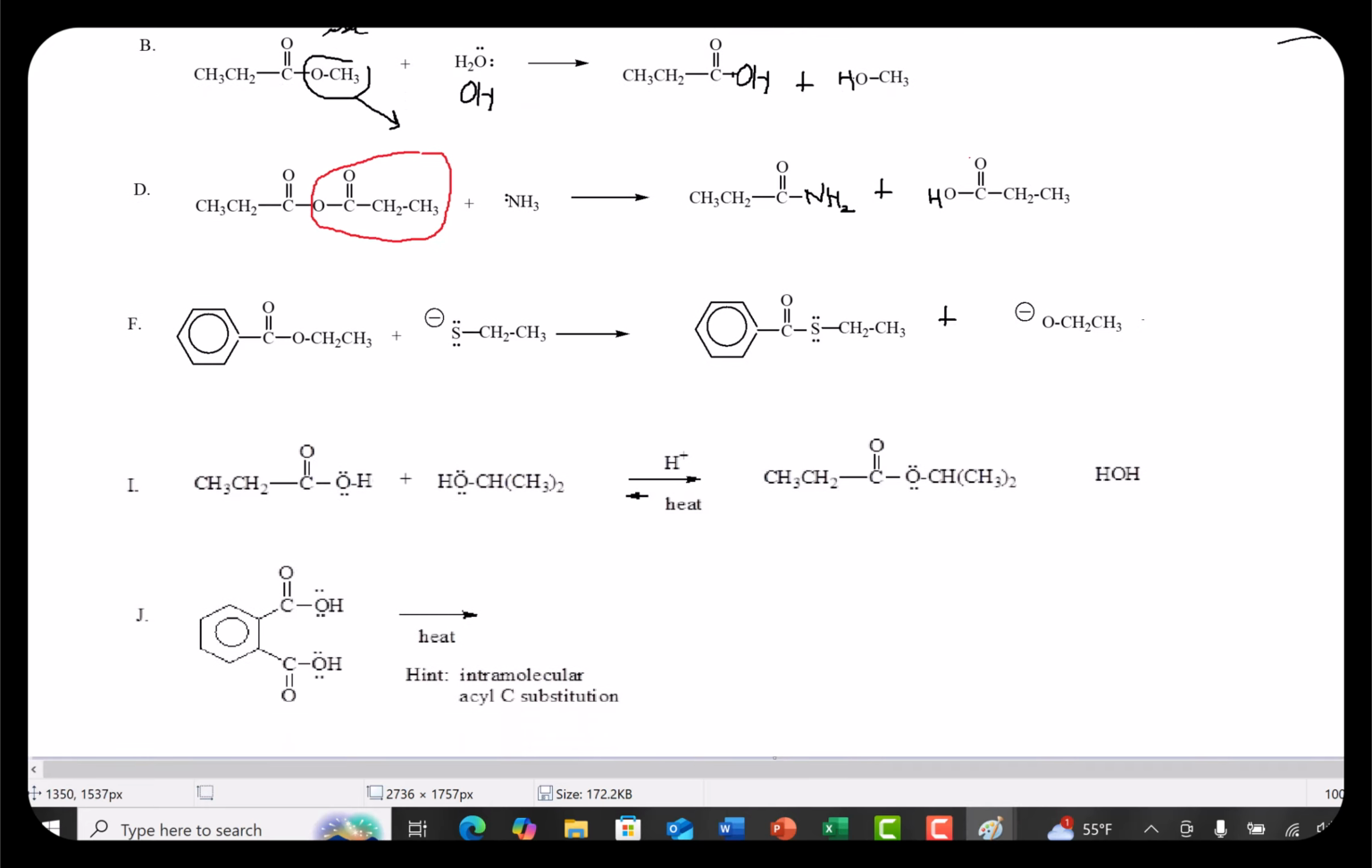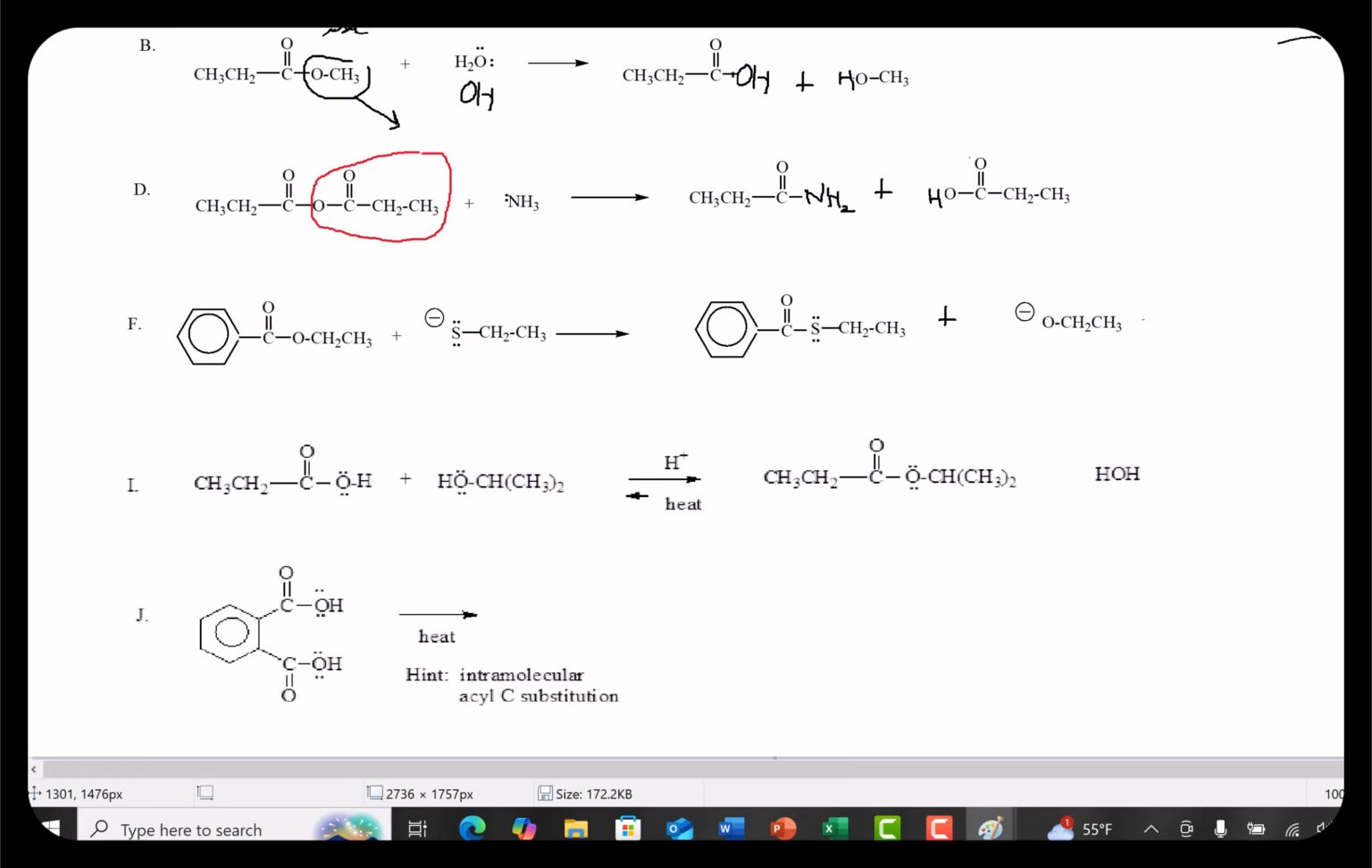All right, now the next reaction, I think this is the last one that I'm doing in the review. This is called orthophthalic acid. You don't need to know that. It's a dicarboxylic acid, and it's heated. That gives you a hint here. It tells you intramolecular acyl carbon substitution.